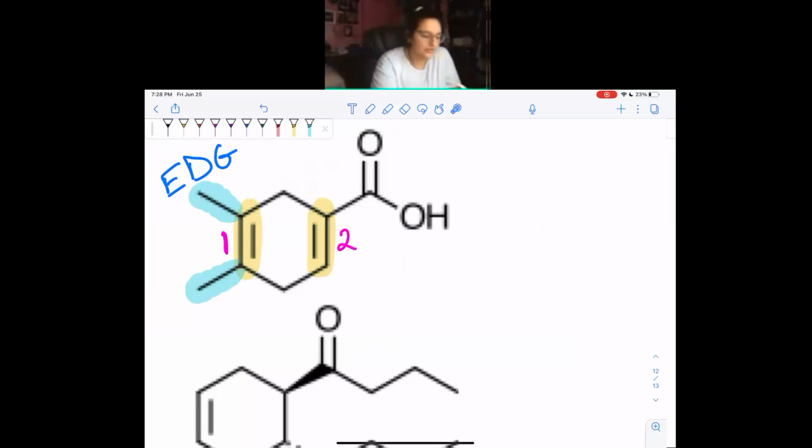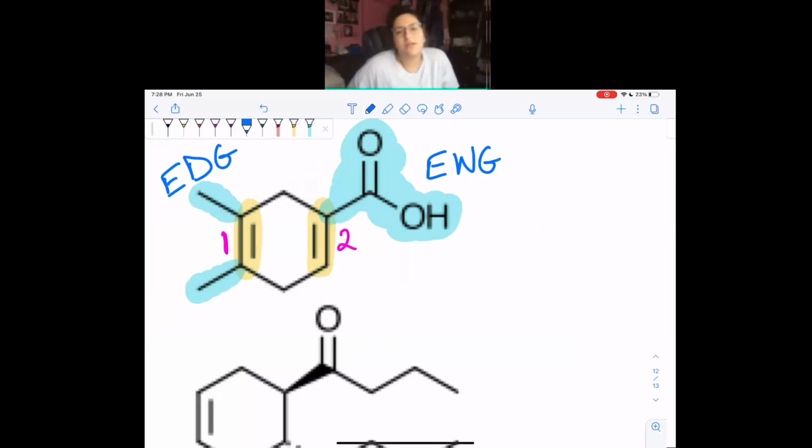But let's just double check. If we look at this substituent, we know that a carboxylic acid is an electron withdrawing group. And we know that our dienophile really likes electron withdrawing groups. So we're going to say that this double bond was from our dienophile, right?